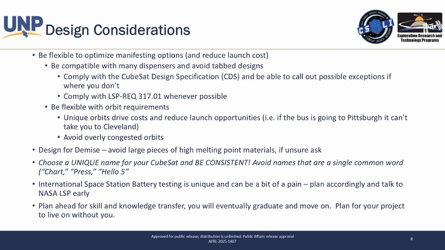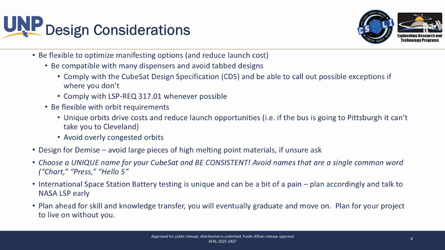I've already touched on this one too, but the next one is be flexible with orbit requirements. Don't have an overly specific orbit. A lot of our launch vehicles, if they're going to a specific orbit and you want to go someplace else, you're going to be sitting on the ground for quite a while before we can find you an orbit for that, to be frank. There's the old adage: if the bus is going to Pittsburgh, it can't take you to Cleveland. There's just no way physically that's possible. Unique orbits drive up launch costs, right? And they reduce launch opportunities. There's no other way about it.